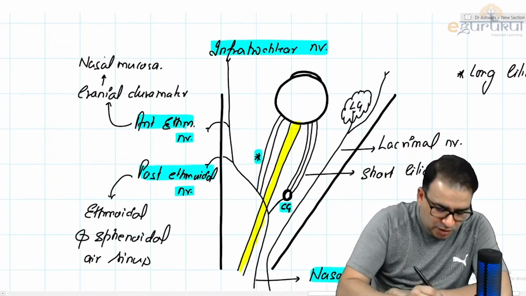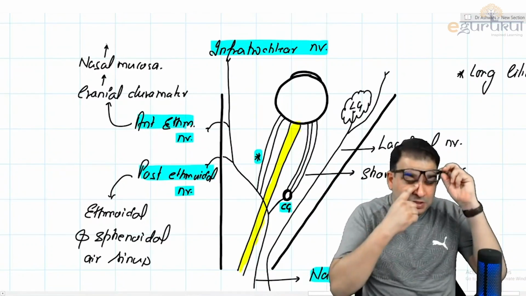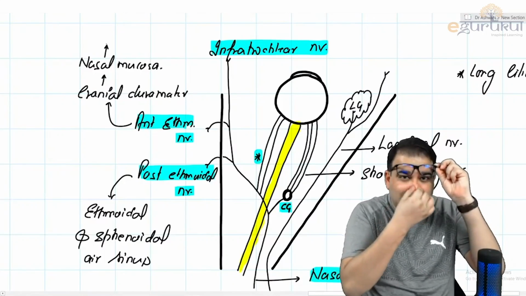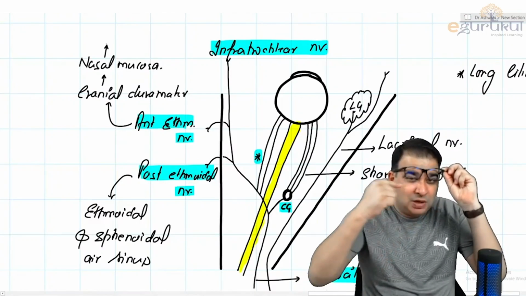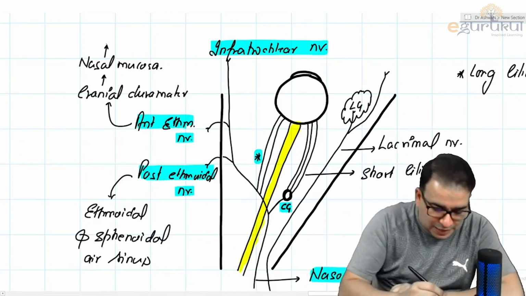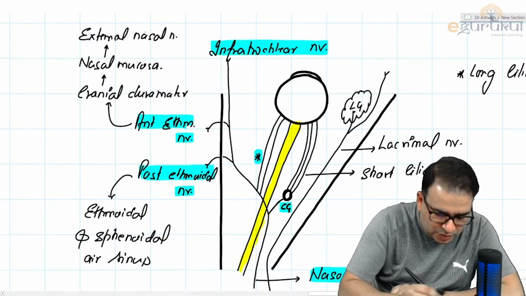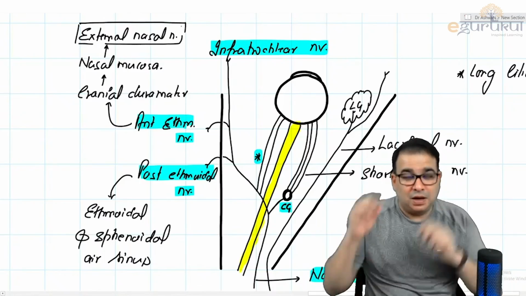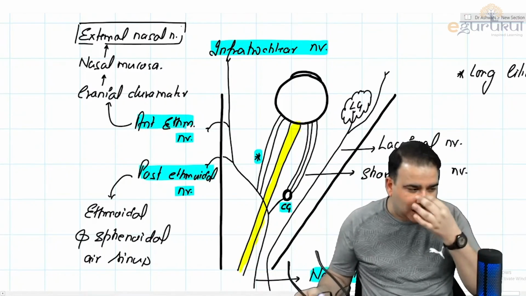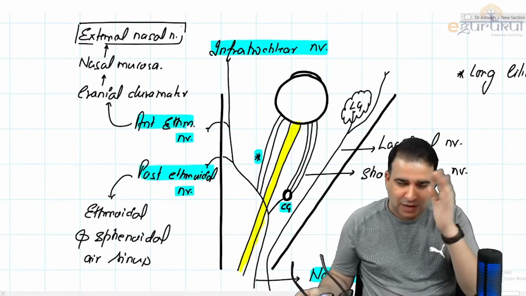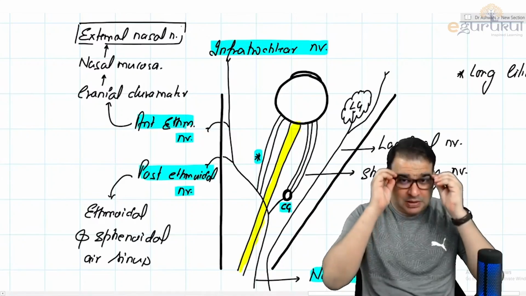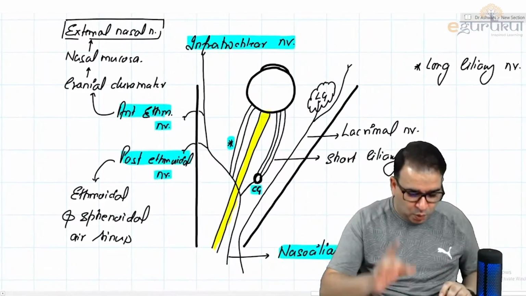This anterior ethmoidal nerve ultimately comes out just below the nasal bone. That's the nasal bone. This is the nasal cartilage. So it will come out below the nasal bone, outside, as the nerve called the external nasal nerve. It will come out as the external nasal nerve to supply the skin of the root of the nose and the skin of the tip of the nose. I will show you everything on the picture, but just understand this once again.